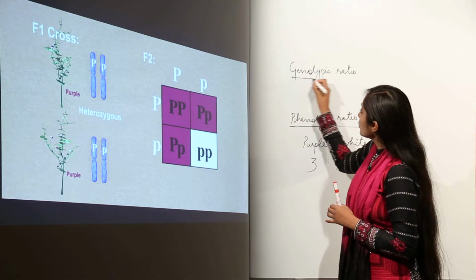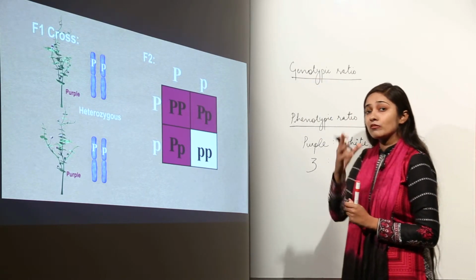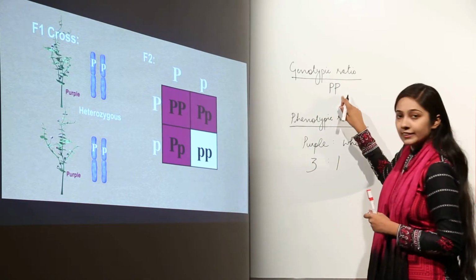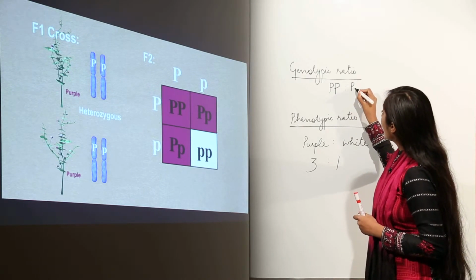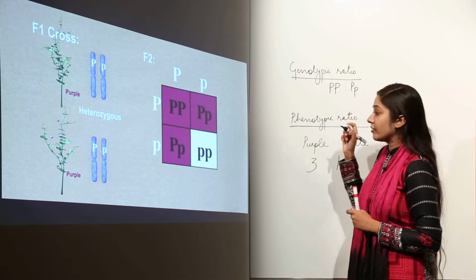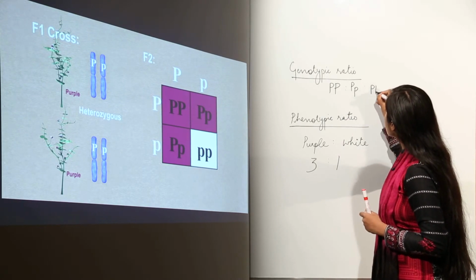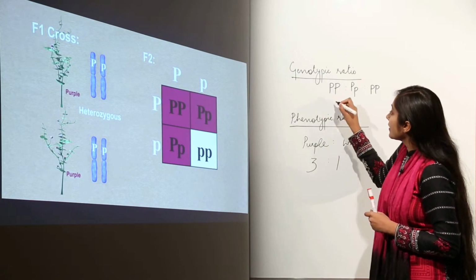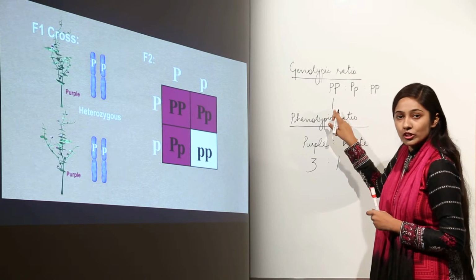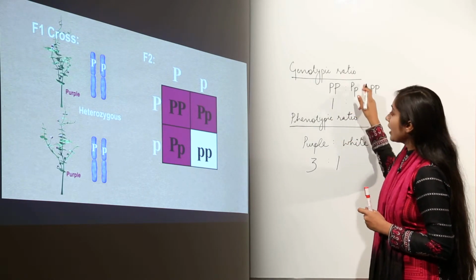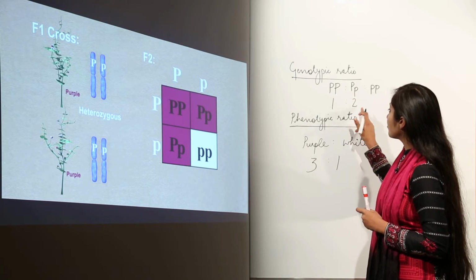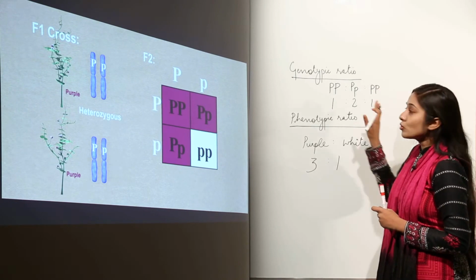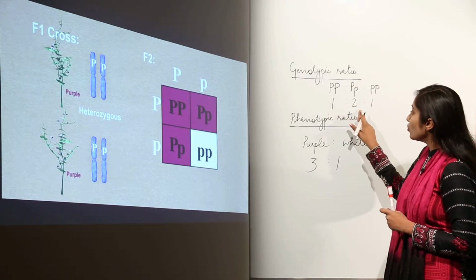But when we talk about the genotypic ratio, what different types of gene combinations do you see? We have homozygous dominant, right? Then we have heterozygous plants with purple flowers, and then we have purely recessive homozygous plants which have white flowers. So we have one plant with this type of gene combination, two plants with this type of gene combination, and one plant with this type of gene combination. So the genotypic ratio becomes 1:2:1.